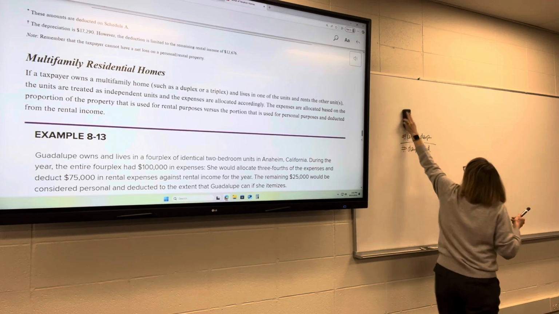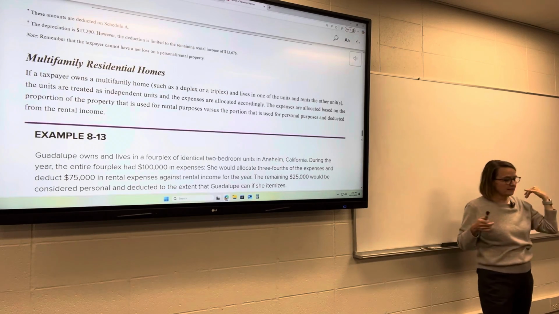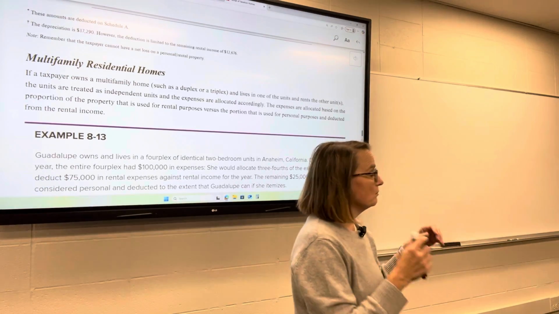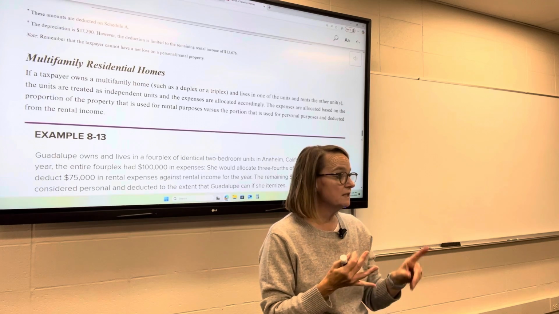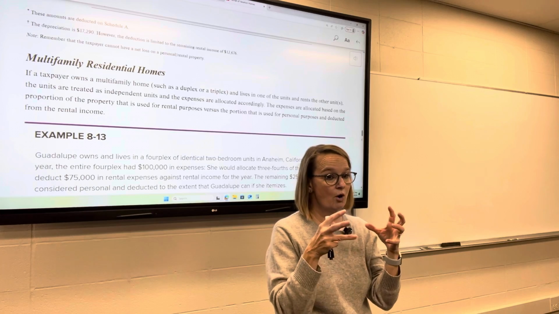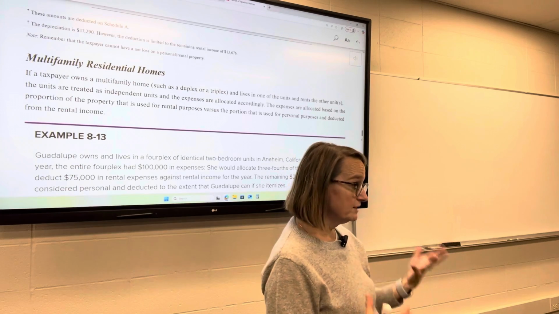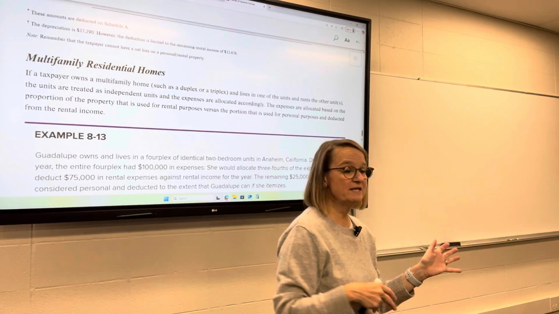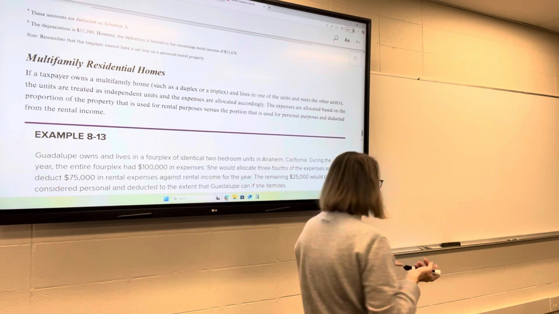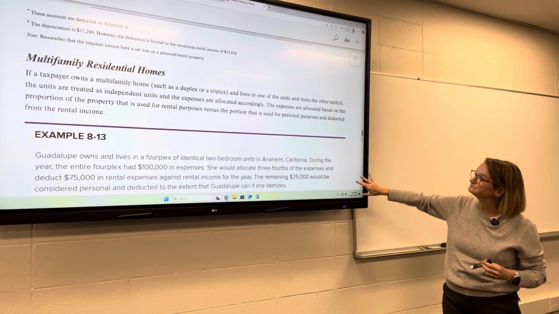So just like with allocating based on time, we still have to allocate those expenses, because you don't get to deduct things like utilities and repairs and personal expenses like that on a personal use property, but you do get to deduct those things on a rental property. So you have to apportion those expenses based on square footage of the two spaces. We're talking about the same property that is being used at the same time for two different uses.